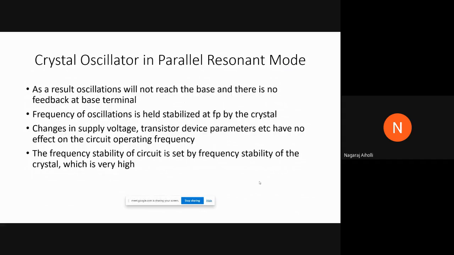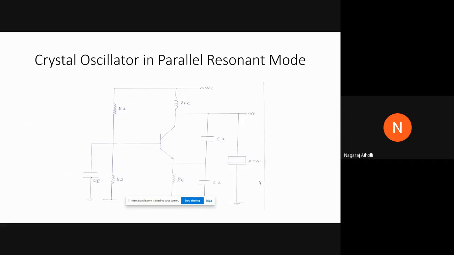If there is any change in the supply voltage or transistor device parameters, that does not have any effect on the frequency of the circuit, because it is a stable frequency. Because of the high stability of the crystal, the frequency stability of the circuit is also high, and hence any change in the supply voltage or transistor parameters does not affect the frequency of the circuit. Fine. So this is about the crystal oscillator in the parallel resonant mode.